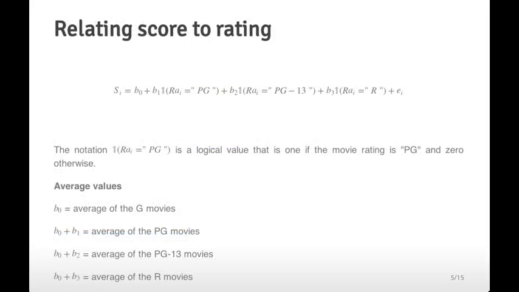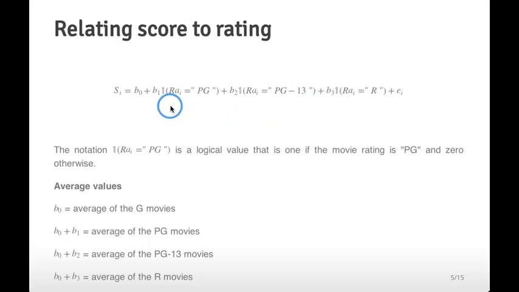So remember when we were doing a one-way ANOVA, or an ANOVA with one variable, what we would do is we would have the score as the outcome variable, and we'd write that as a function of the rating. And in this case, there was a set of what's called indicator functions. So these are just logical variables. So if the rating for the ith movie was equal to PG, this is equal to 1. Otherwise, it's equal to 0. Similarly, if the ith movie was PG-13, this variable was equal to 1. Otherwise, it's 0, and so forth.